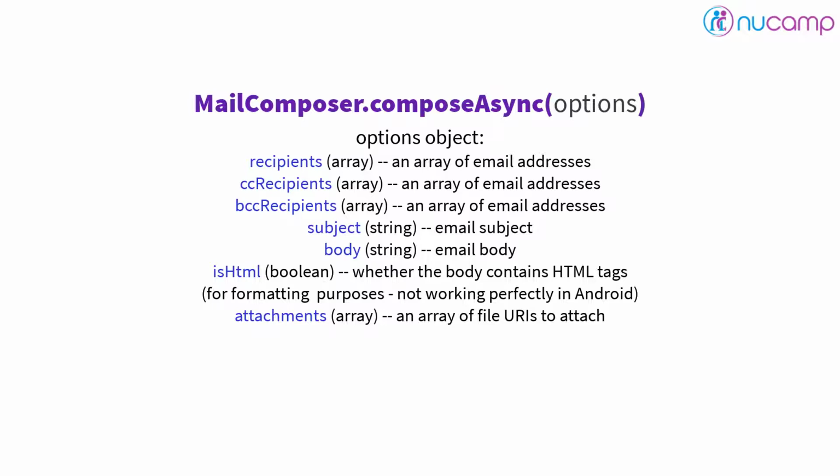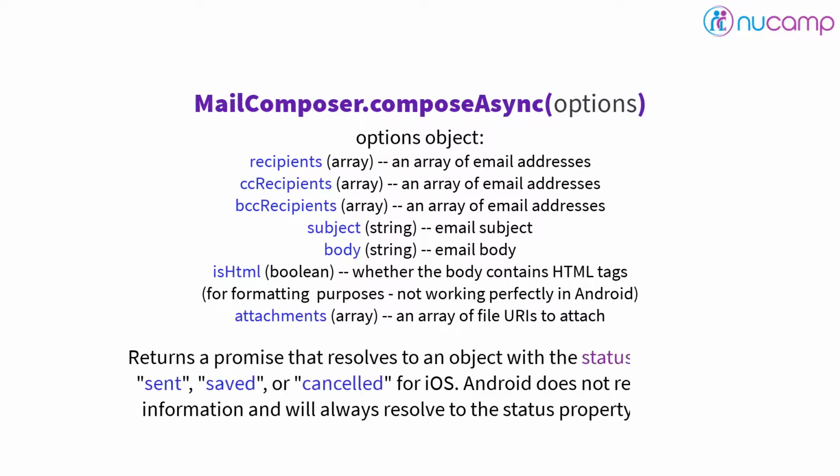You may have guessed from the name that the composeAsync method is an asynchronous method, and it returns a promise that resolves to an object containing a status property that can be either sent, saved, or cancelled for iOS. The Android operating system also returns a promise, but it does not provide the sent, saved, or cancelled status information. So a resolved promise from Android will always have the status of sent. composeAsync is the only method exposed by the Mail Composer API, but you can see that you can do quite a lot with this as far as configuring how to send an email from your application.